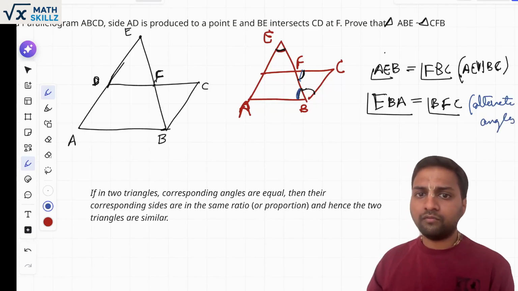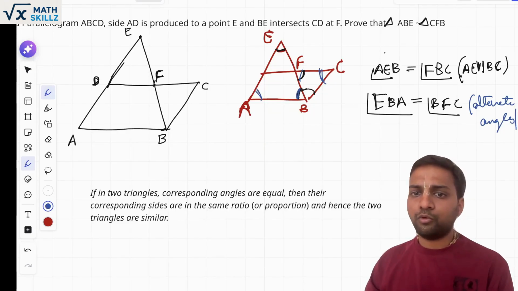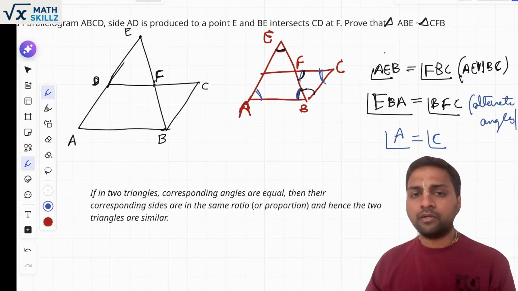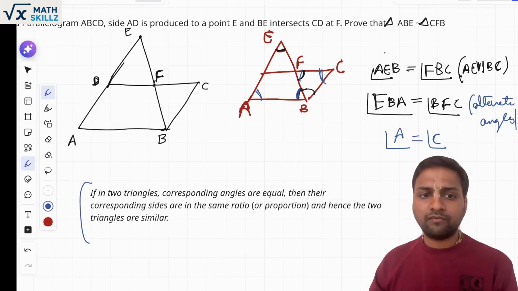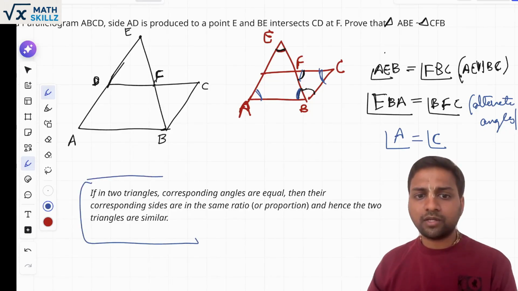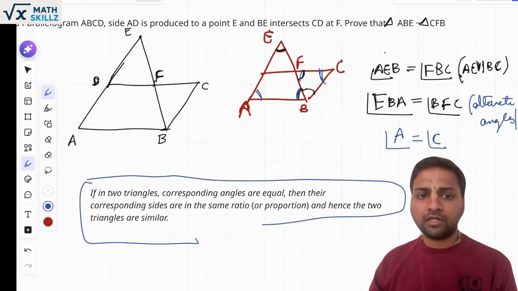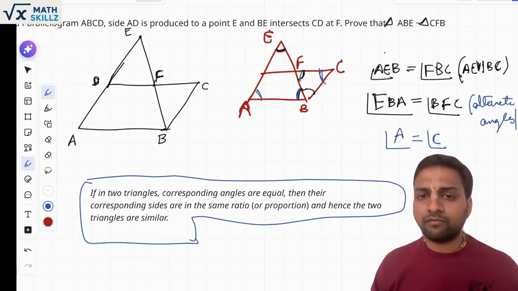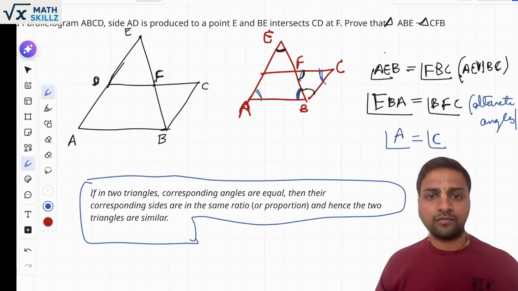And we have angle C equal to angle A, because they are opposite angles of a parallelogram, which are equal. So now we know all the corresponding angles of the two triangles are equal. Then we can use this theorem: if in two triangles corresponding angles are equal, then their corresponding sides are in the same ratio, and hence the two triangles are similar. So that's why the two triangles are similar, hence we have proved.